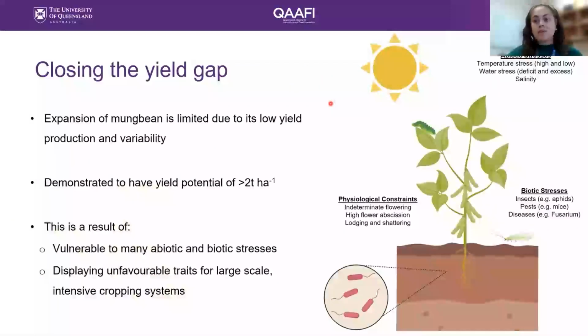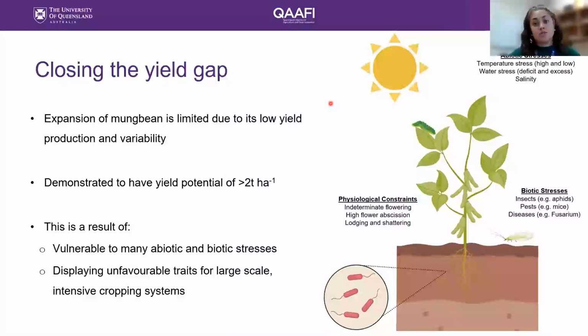However, a big thing with Mungbean is that its expansion is limited due to its low yield production and variability, which we really saw in that graph before when we looked at total production. When we look at research plots as well as simulations in APSIM, we can see that Mungbean has a yield potential of over 2 tons per hectare. But we commonly see with growers, they can produce anything between 0.5 to 1.5 tons per hectare. So there's a really big gap between potential and actual yield.